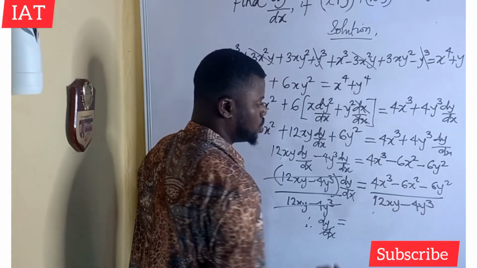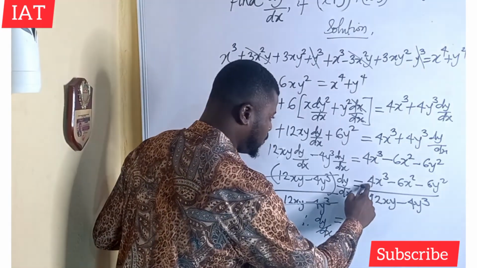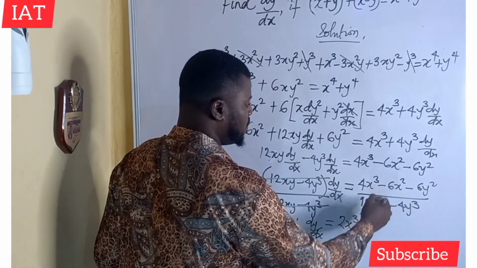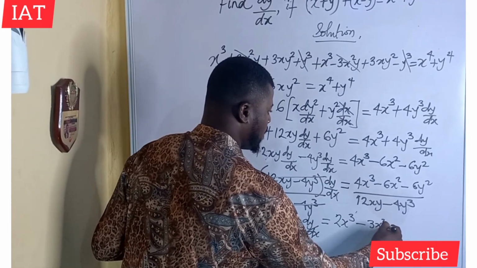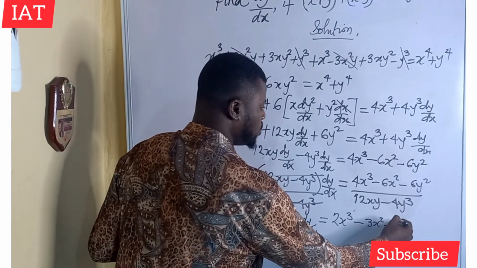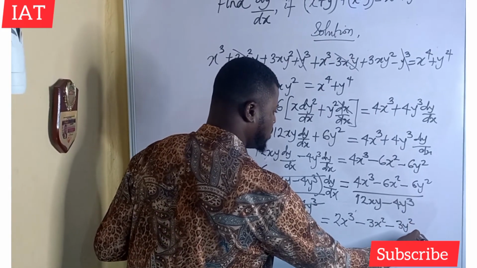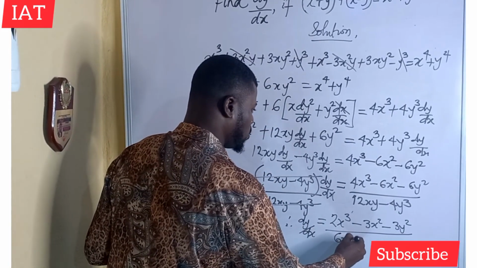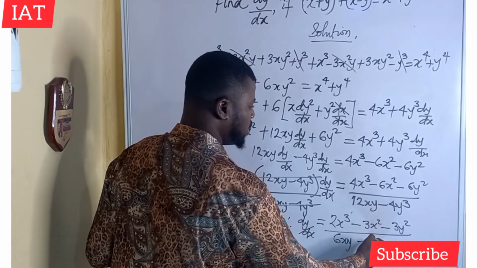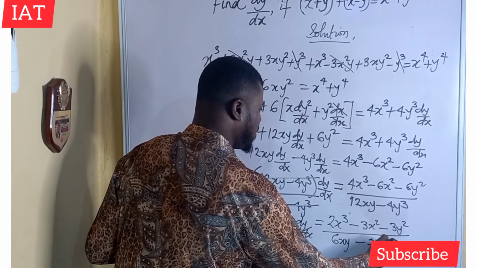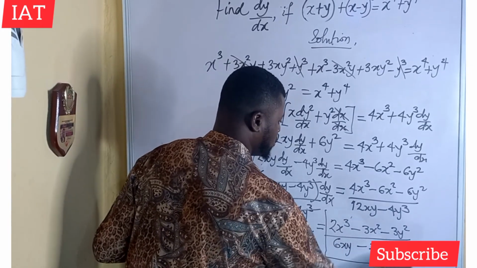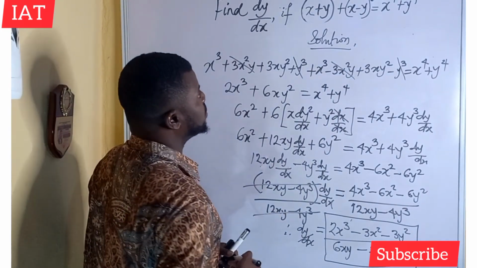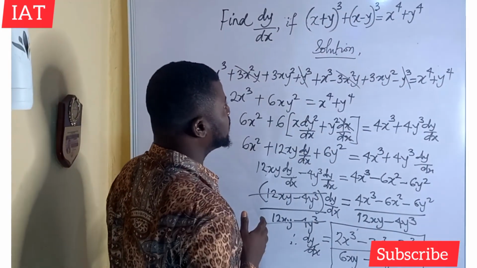So if 4 divides by 2, we have 2x cubed, minus 6 divided by 2, 3x squared, minus 6 divided by 2, 3y squared, and 12 divided by 2, 6xy, minus 4 divided by 2, 2y to the power of 3. This is the answer of this problem. We have been able to differentiate this expression implicitly.